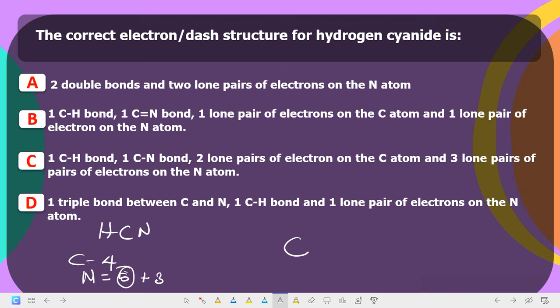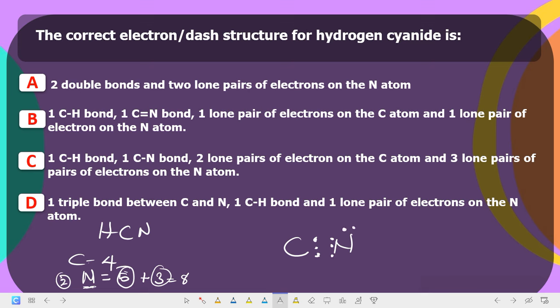Nitrogen needs 3 more electrons to complete its octet. Note, the 3 electrons that nitrogen needs, carbon has to provide. So first of all, carbon will provide 3 electrons to nitrogen. As carbon is providing the 3 electrons to nitrogen, nitrogen is also bringing its own 3 electrons so that the pair will be complete. Nitrogen already has 5 electrons. If it gives 3 electrons to carbon, it will be left with how many electrons? 2.